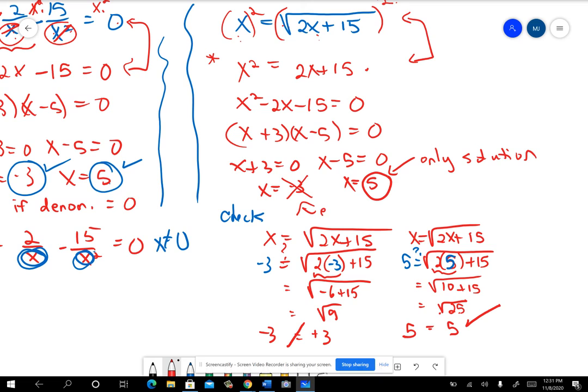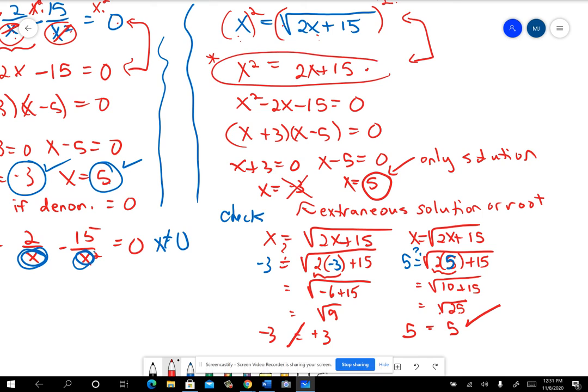This right here is called an extraneous solution or root. You'll hear that language. It's a solution to this equation, but not to the original. Okay, so it's not an answer to the original question. You have to rule it out. Now, sometimes both of these work. Sometimes one works and the other doesn't, like it did here. And sometimes neither will work. Okay, so you really do just have to check them. And it's not always the negative one that you rule out.